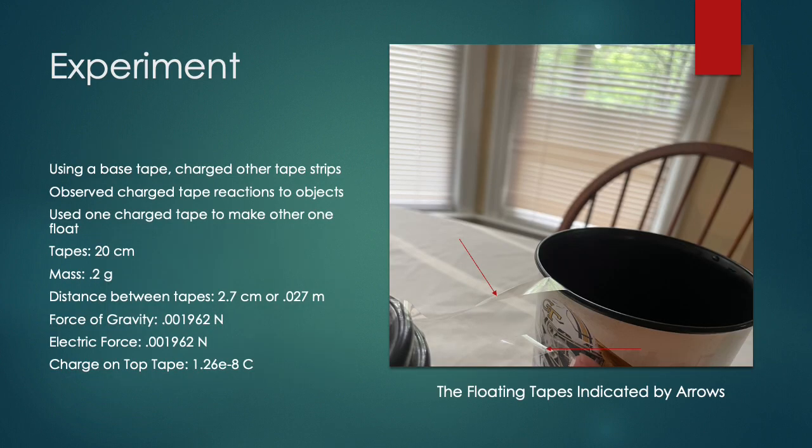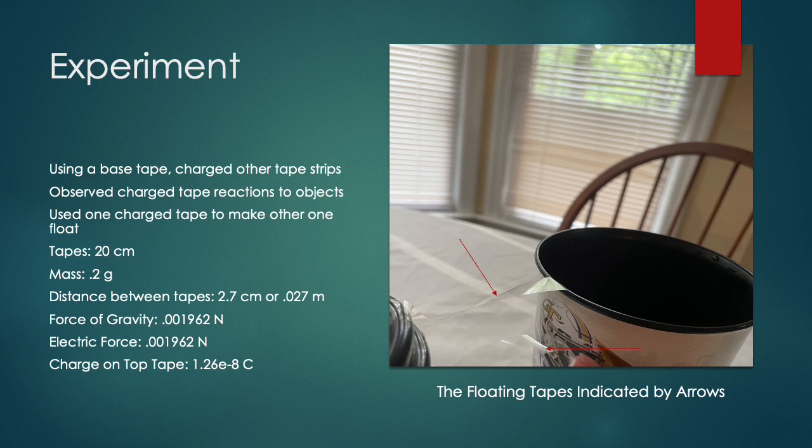For our experiment, we used a base tape to create two charged tape strips. We then observed how those charged tape strips reacted to other objects, such as a negatively charged pin. Finally, we used one charged tape to react with the other one to make it float against the force of gravity. You can see in the picture that one tape is beginning to float as my fingers hold the bottom tape steady. The tapes that were used were 20 centimeters long.